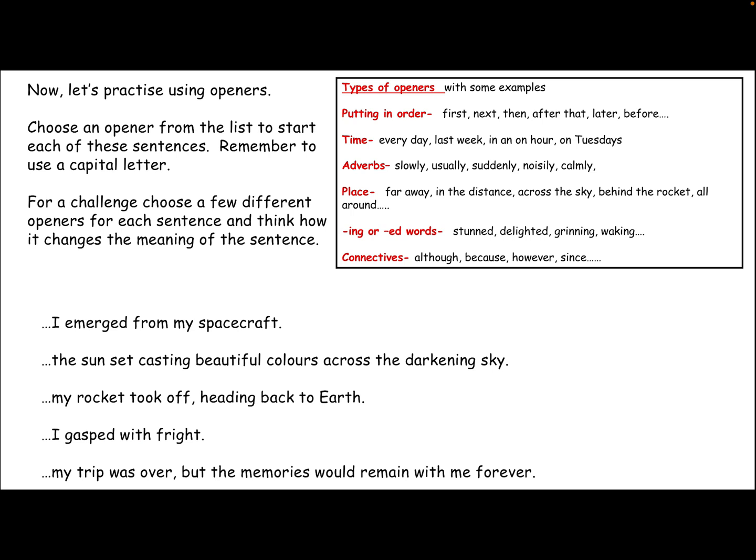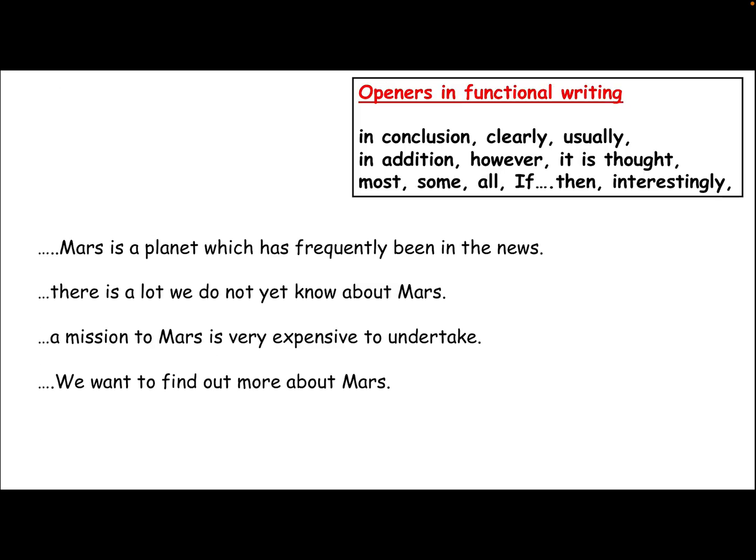Now, hopefully you've managed to complete that and you've got the sentences written down. These are great openers for when you're writing stories. But on the next slide, we're going to have a little look at some other openers which you might use not so much in story writing, but in more functional writing, like, for example, if you were writing a report. So because a report has a different kind of language and it's more formal than a story, it might use different kind of openers. You might use some of the ones from the previous slide, but here are some others.